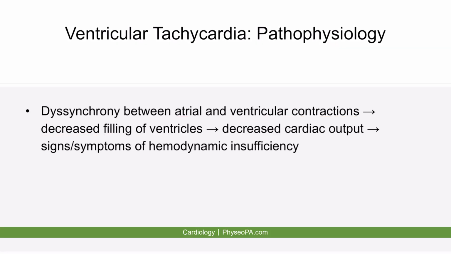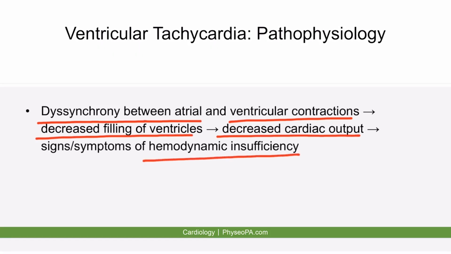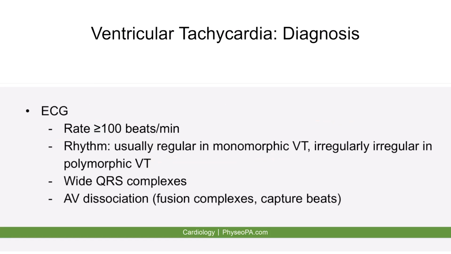In ventricular tachycardia, there is dyssynchrony between atrial and ventricular contractions. This leads to reduced blood flow from the atria to the ventricle, thus decreased ventricular filling. In turn, this results in decreased cardiac output, and the patient presents with features of hemodynamic insufficiency such as syncope, dizziness, and chest pain. Ventricular tachycardia is an ECG diagnosis.